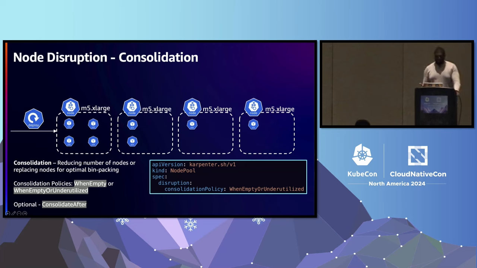Then all the labs will be done in this IDE environment, and the lab instructions are on the left-hand side. Those are the lab instructions: install Karpenter, basic node pool, cost optimization. Let us know for any help.